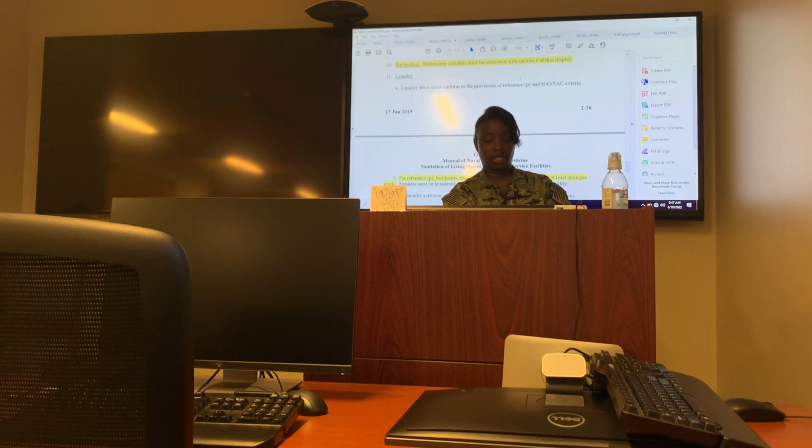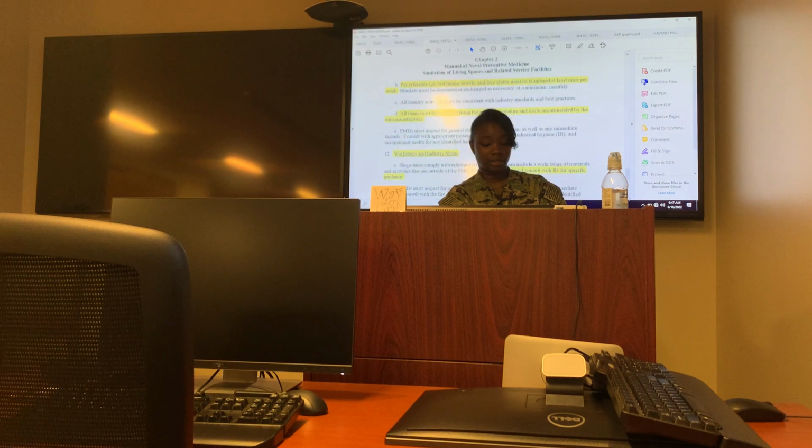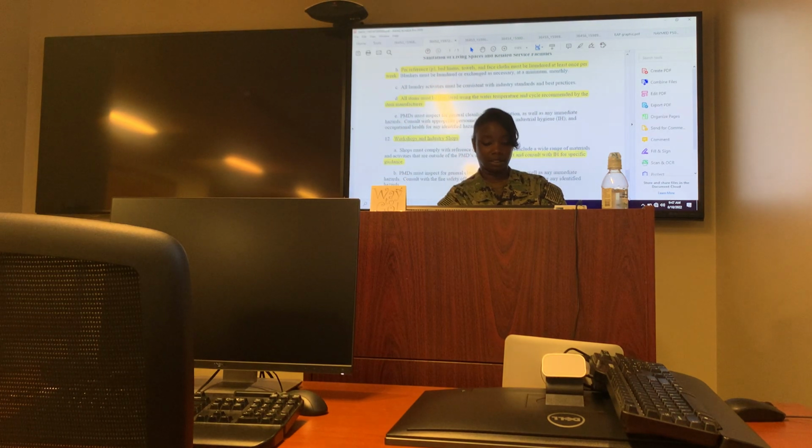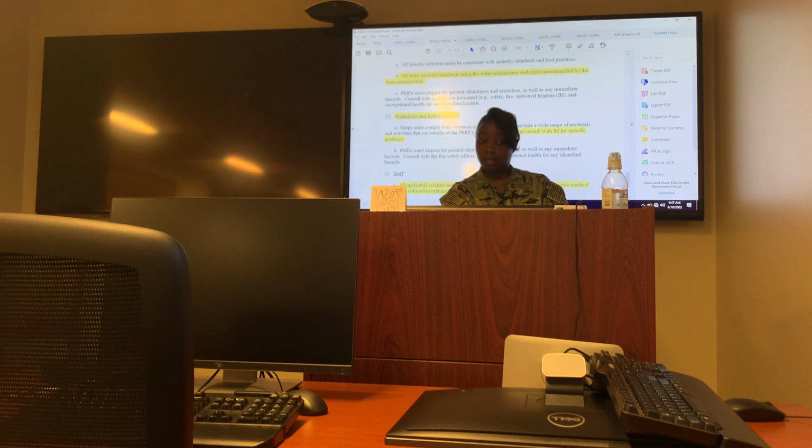The next section is the barbershop. That's gonna be section 4. It talks about the laundry and the face cloths. You want to make sure the towels and things of that sort are washed once a week. And the blankets are washed as necessary, so it can be monthly at a minimum, depending on who you have.